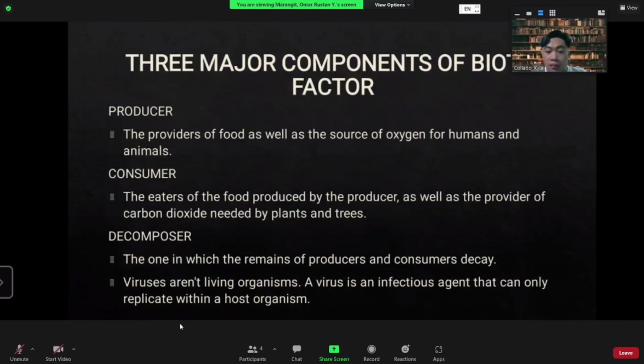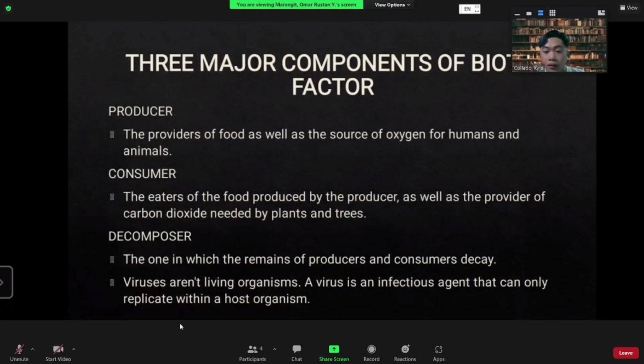There are three major components of biotic factor. First is producer, the providers of food as well as the source of oxygen for humans and animals. Producers are any kind of green plant. Green plants make their food by taking sunlight and using the energy to make sugar. The plant uses this sugar, also called glucose, to make many things such as wood, leaves, roots, and bark.